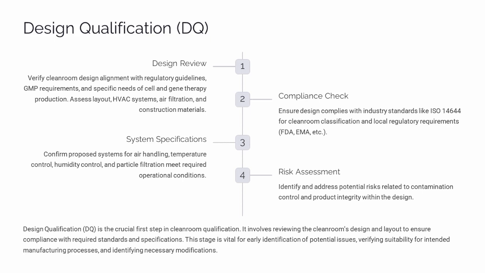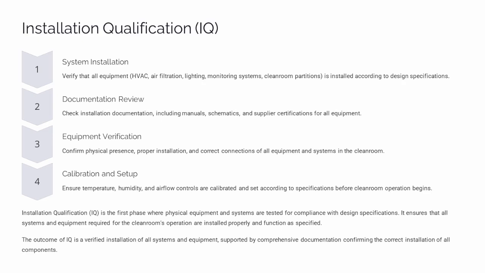guidelines and GMP requirements. Installation qualification, IQ, is the first phase where physical equipment and systems are tested for compliance with design specifications. It ensures that all systems and equipment required for the cleanroom's operation are properly installed and function as specified. This involves verifying that all equipment is installed correctly, reviewing documentation, confirming physical presence and connections, and ensuring proper calibration and setup.